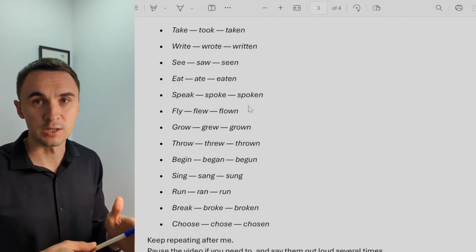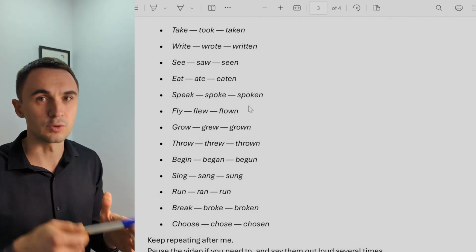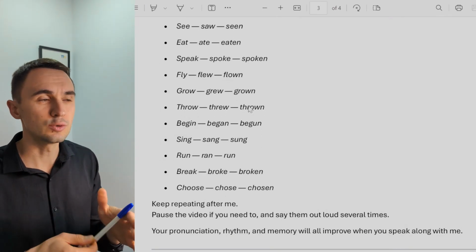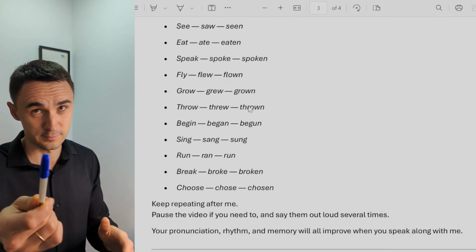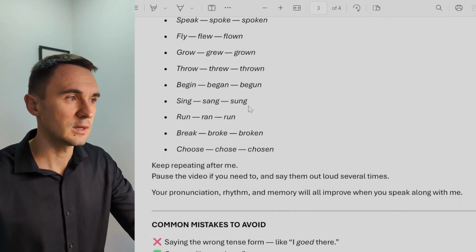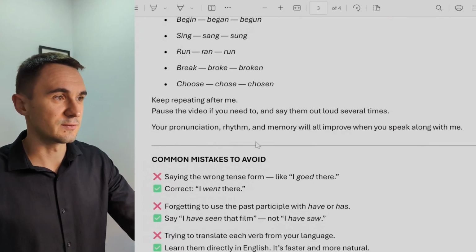Run, ran, run. Break, broke, broken. And the last one, choose, chose, chosen. Great. So that was a good practice. Thank you guys for doing that.